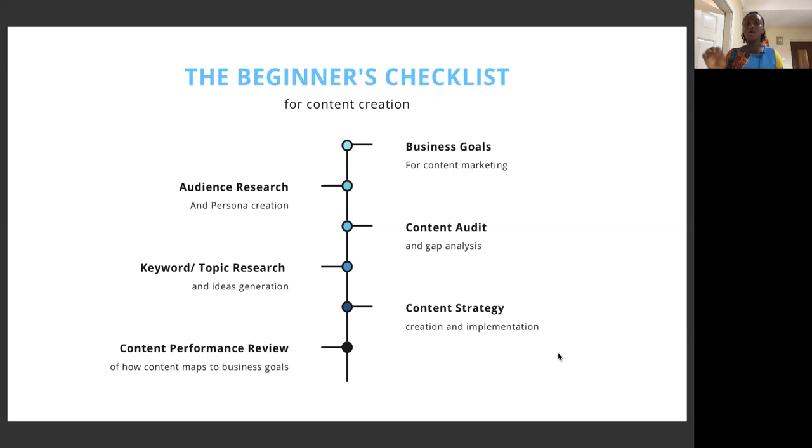Then you need to do a content audit. What do you currently have? What is available in the industry? And what are the gaps that you can fill with your content? Then from an understanding of your business goals, your audience, and the gaps that are available, you go ahead to do topic or keyword research. It is going to direct you in where you're going to create the content.